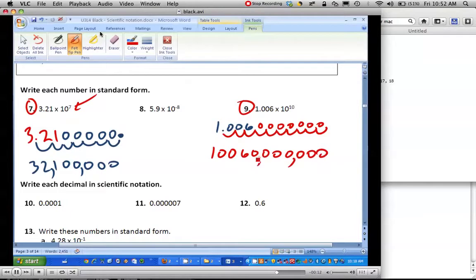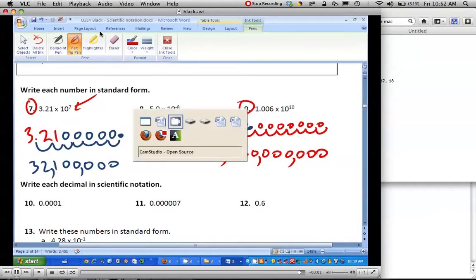Comma 1, 2, 3, 1, 2, 3, 1, 2, 3, and what I end up with is 10,060,000,000. And that's how you turn numbers from scientific notation into standard form.